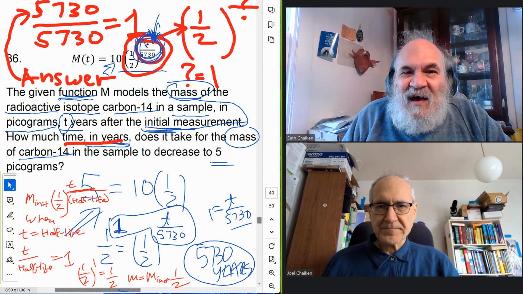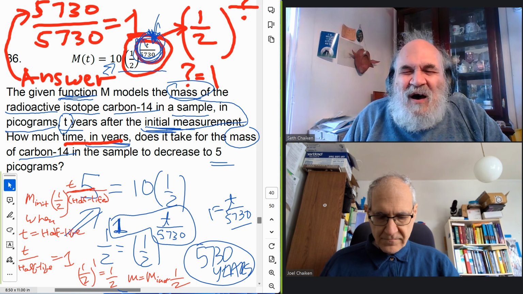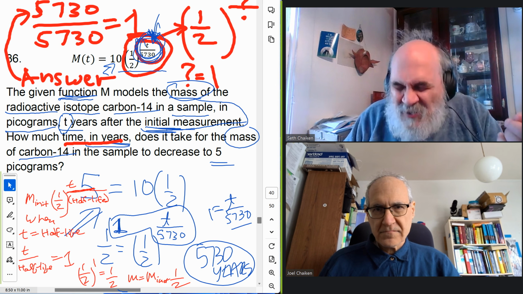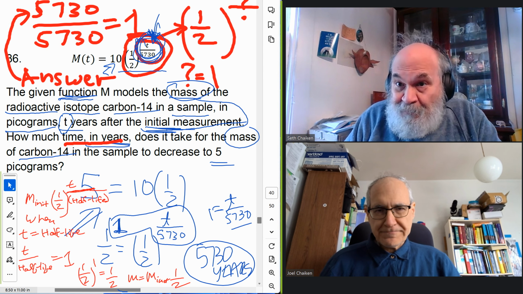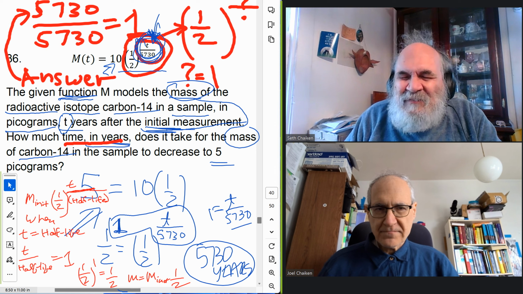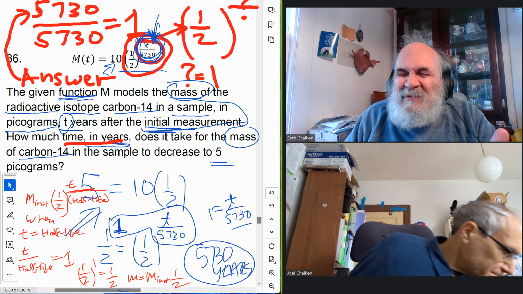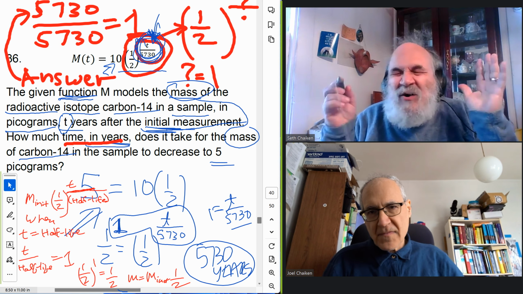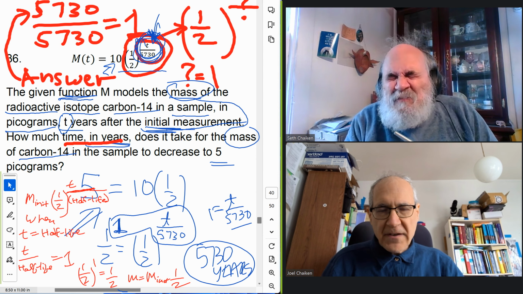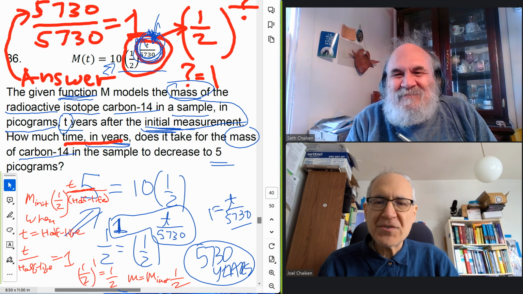By the rule of exponents, any base raised to the 0th power is 1. So the initial mass is the mass when t equals 0, which is 10 times 1. All that whole constellation of understanding is the subject of this question. I noticed that they say after the initial measurement.